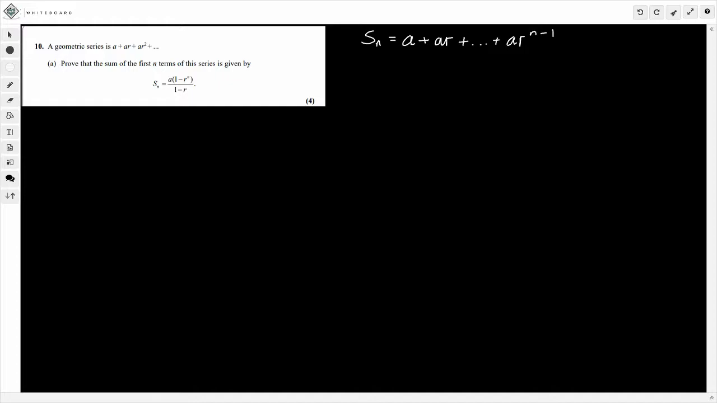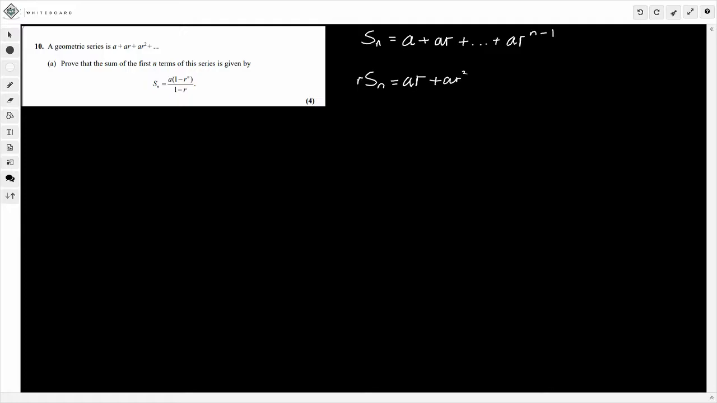What we need to consider now is forming the next series. We're going to take this series again, but multiply it by the common ratio. So that would be r Sn. All you've got to do is multiply each term in this series by r. The first term won't be a, it will be ar. Next one won't be ar, it'll be ar squared, because we're multiplying by r again.